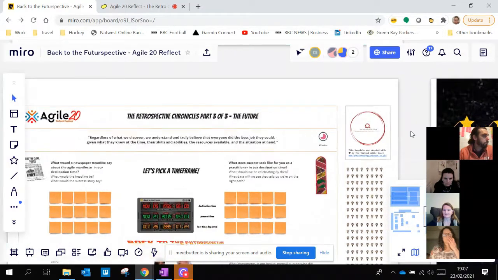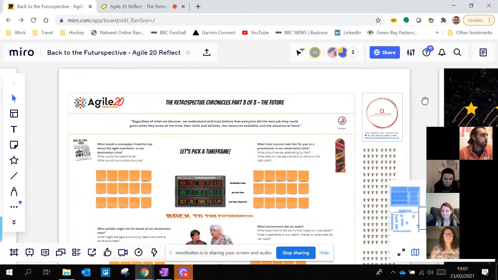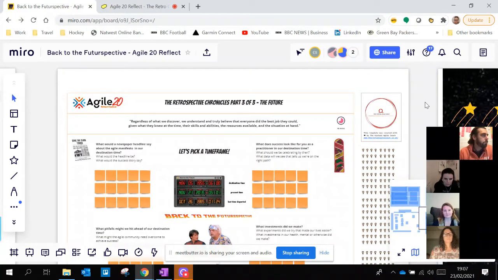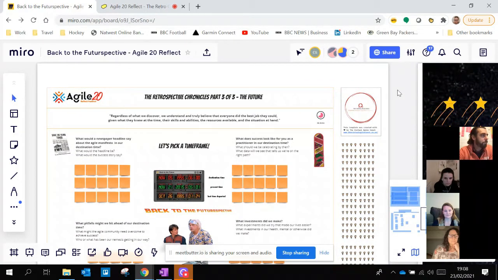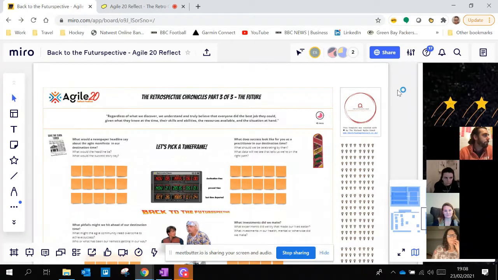So, over to the Futurespective. I always start any retrospective or Futurespective by reciting the retrospective prime directive, which, for those unfamiliar, does sound like something from Star Trek, but it basically says, regardless of what we discover, we truly understand and believe that everyone did the best job they could, given what they knew at the time, their skills and abilities, the resources available, and the situation at hand. I feel that's a great way of getting people into the unconditional positive regard mindset. This isn't about blame. We don't care if there's someone in the community that does some things you don't like, or if there are particular companies out there that aren't to your taste. That's fine. We're just trying to think about how Agile will serve us in the future.